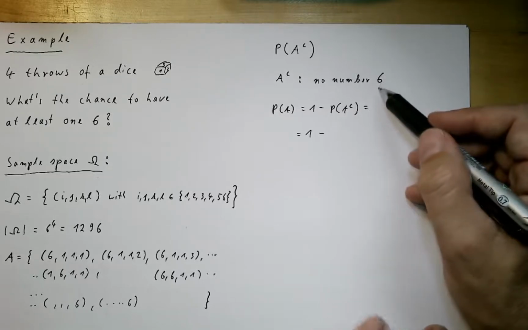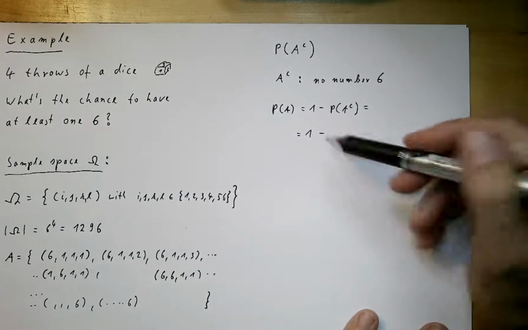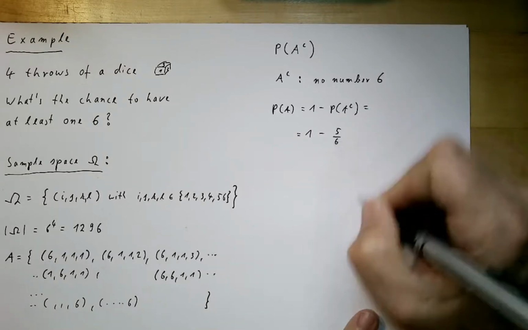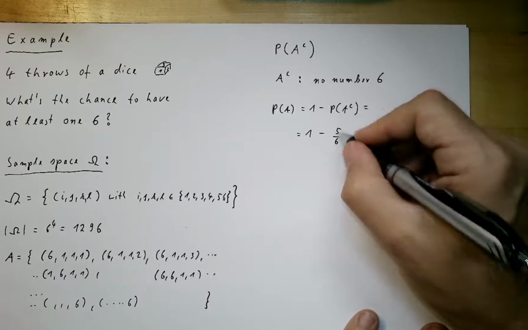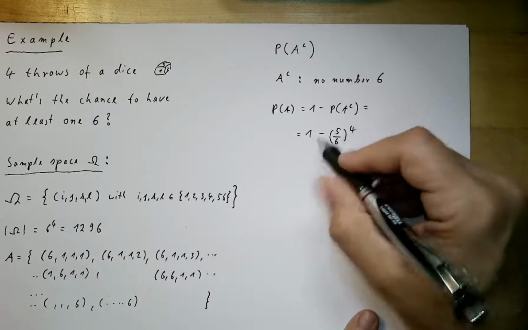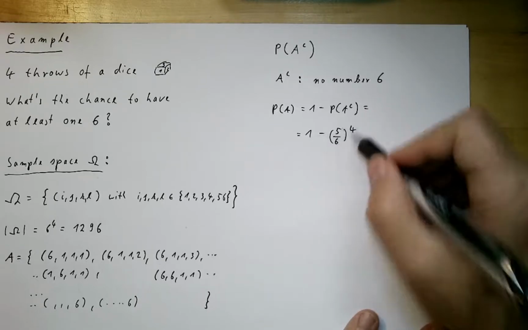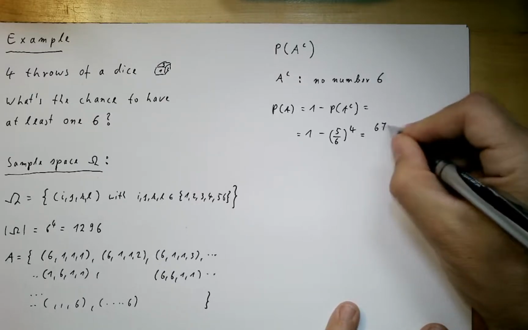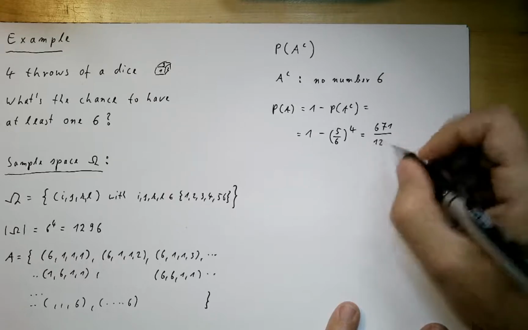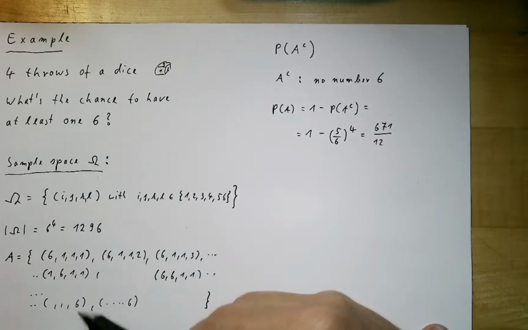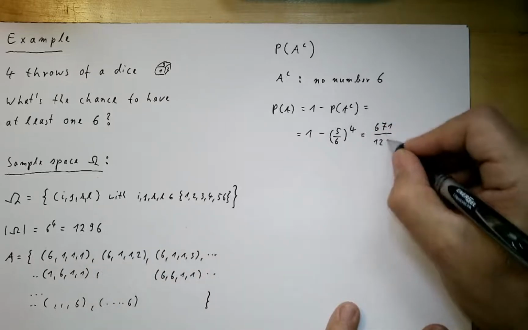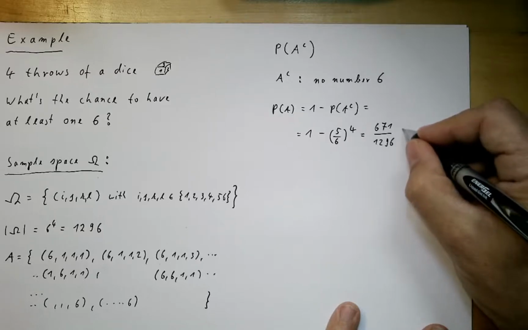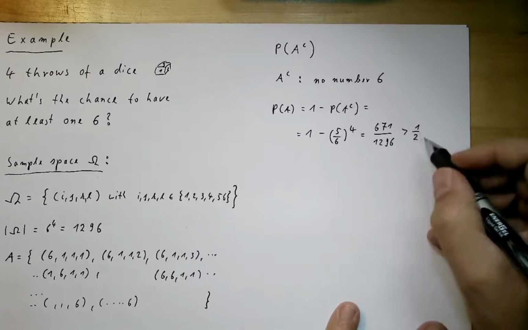And now the trick is the probability of the complementary event that no number is 6. All 4 dice are independent. So the probability that one dice shows no 6 is 5/6. And now we have independent events, we can multiply them, and then we have the simple rule: 1 minus (5/6) to the power 4. If you calculate this, it is 671 over 1296, and this is a bit larger than 1 over 2.